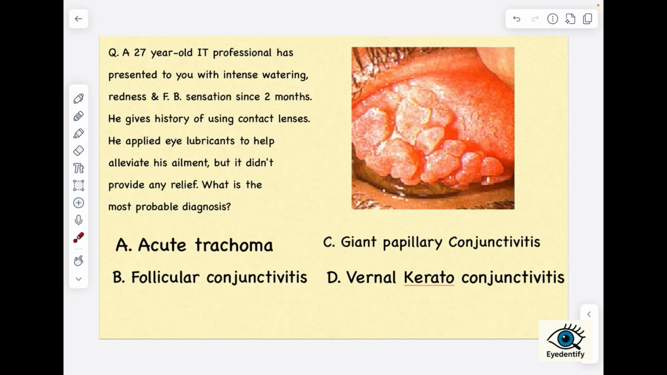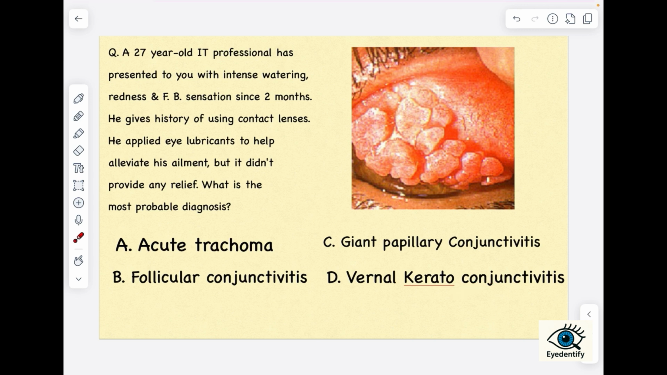So, options were acute trachoma, follicular conjunctivitis, giant papillary conjunctivitis, and vernal keratoconjunctivitis. So, the answer was C, giant papillary conjunctivitis. But we'll see why it is not trachoma, why it is not follicular conjunctivitis, and why it's not vernal keratoconjunctivitis.